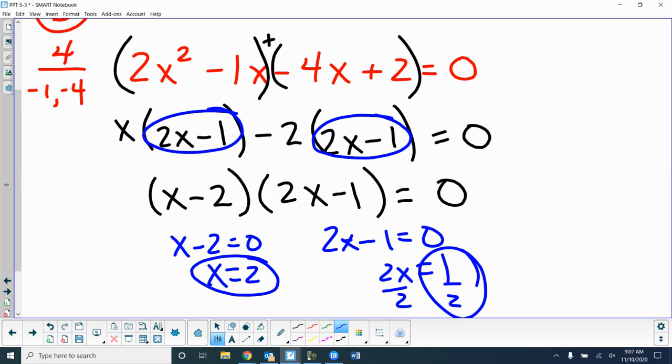For 26, there's a 2 that goes into all of those, GCF, so pull it out, and you get x squared minus 6x plus 9, which gives you an x minus 3 times an x minus 3, or it's actually one of those special ones, so x minus 3 squared. So the only answer is 3 for 26.